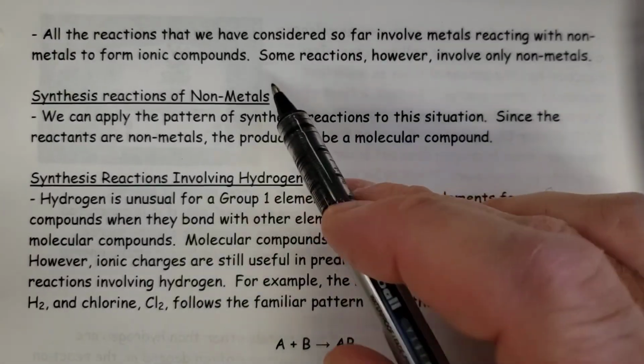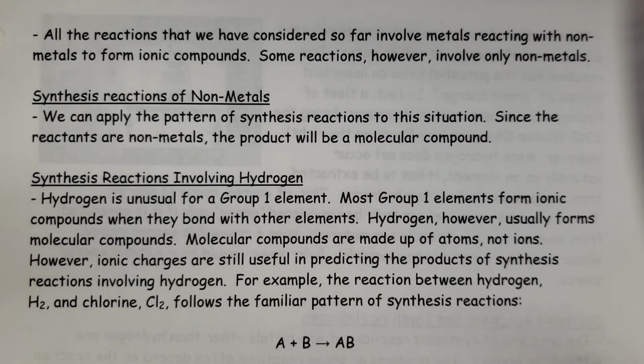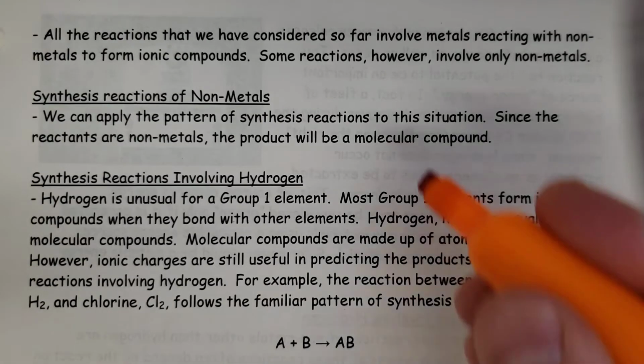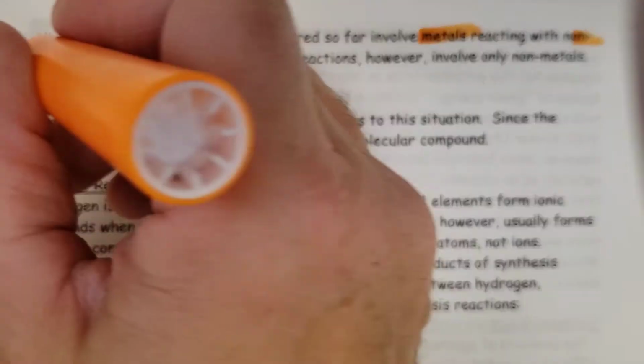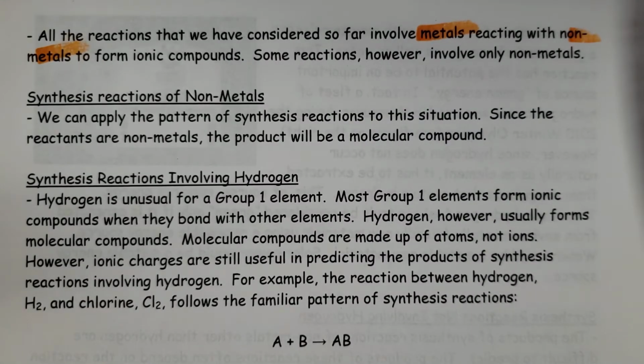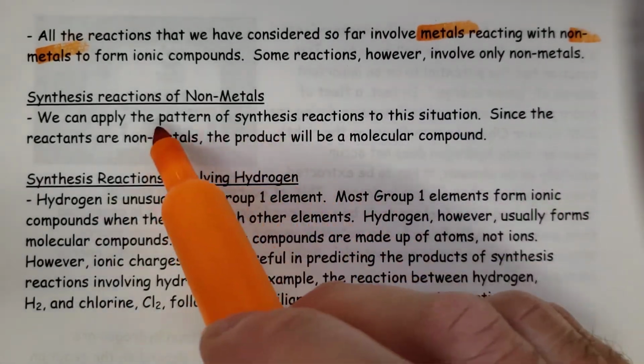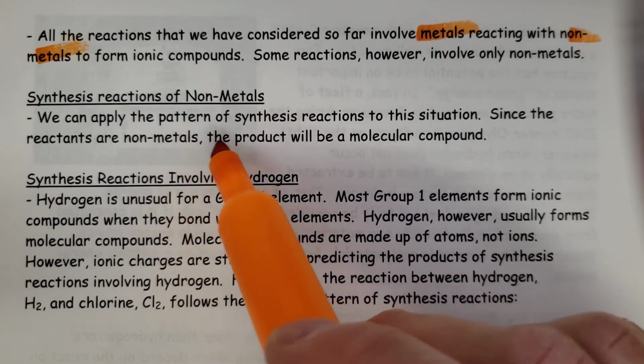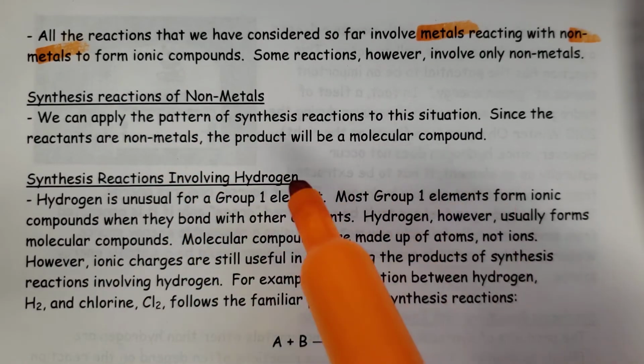So if you look at the next page, all reactions that we considered so far involve metals reacting with non-metals to form ionic compounds. So metals and non-metals. Some reactions involve only non-metals though. So synthesis reactions of non-metals, we can apply that same pattern to non-metals.